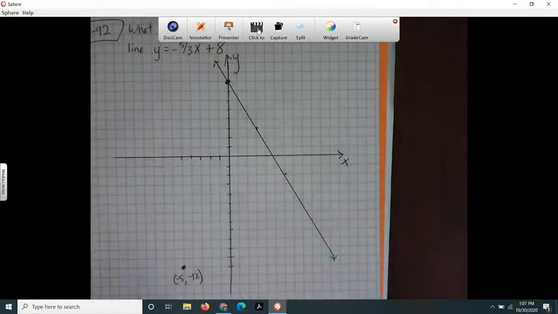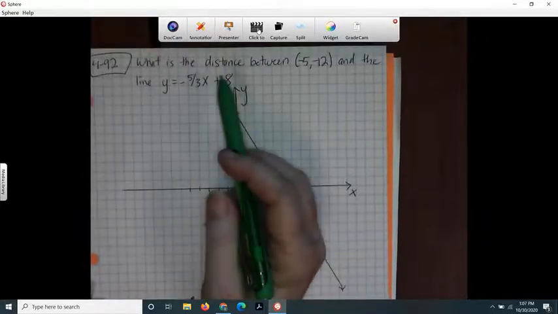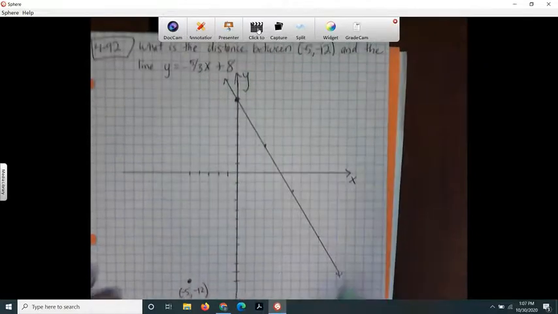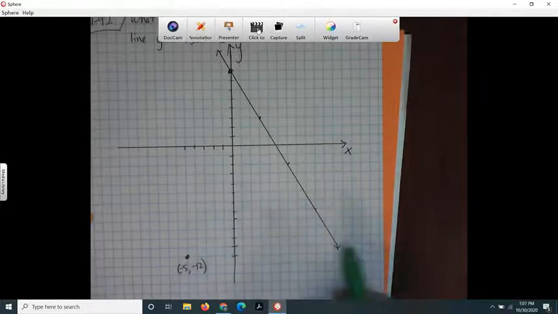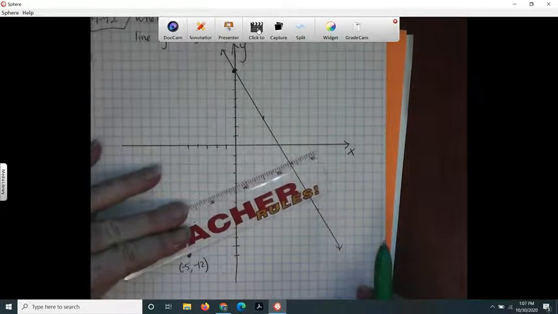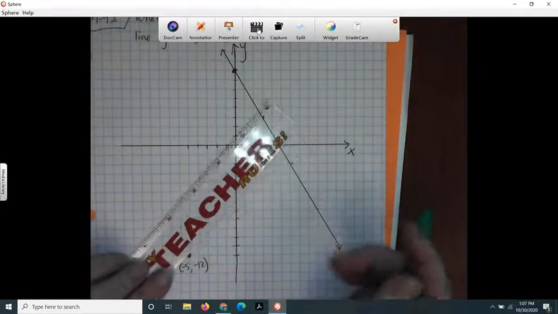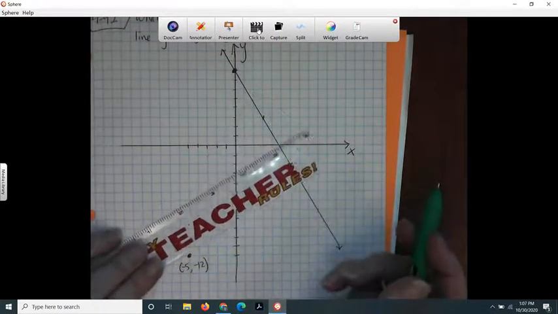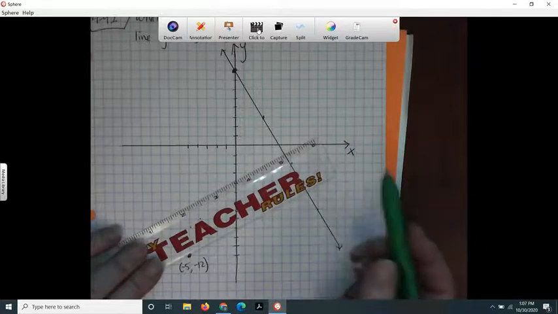So it's asking for the distance from this point to this line. I'm going to try to get my distance kind of perpendicular. If I just had a ruler, I guess I could measure it. You don't want to measure the distance from here to way up here. You want the closest distance possible, which would be perpendicular. So I'll just sketch in pencil what looks to be perpendicular.